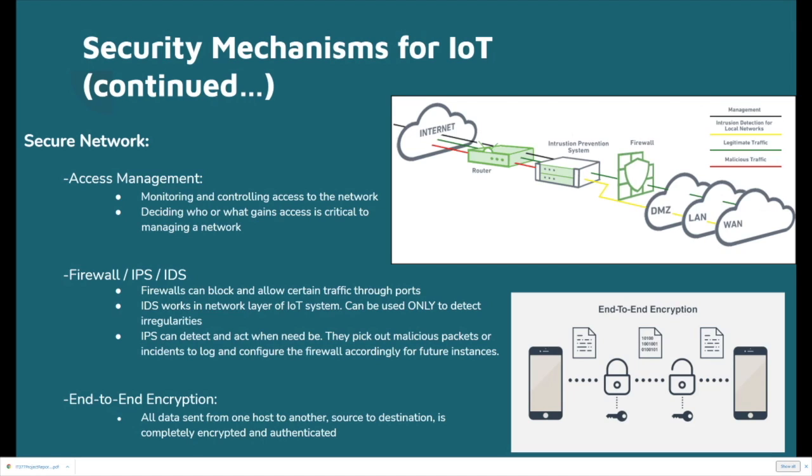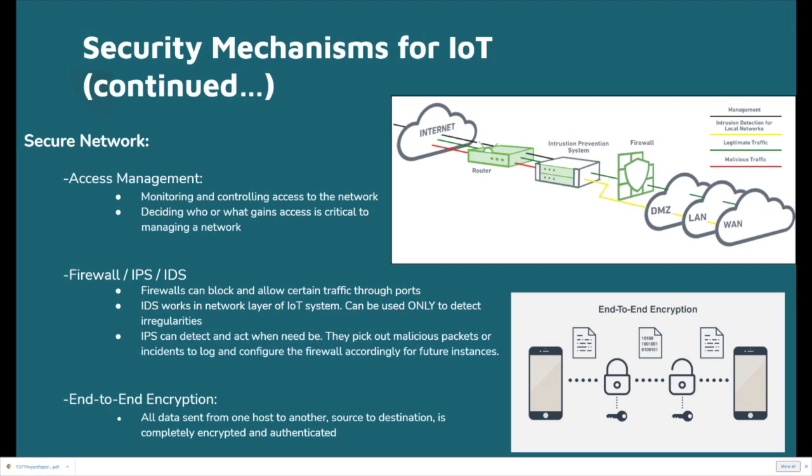And then one of the most important is firewalls and IPS and IDS. So firewalls can block and allow certain traffic through the ports. They are very important, so you're going to want to implement some sort of intrusion detection system or prevention system.